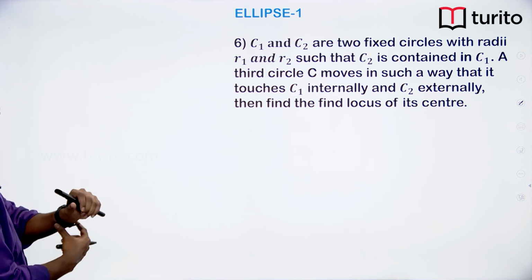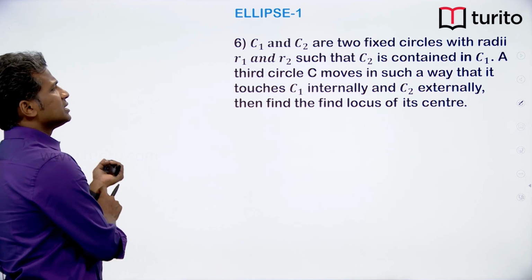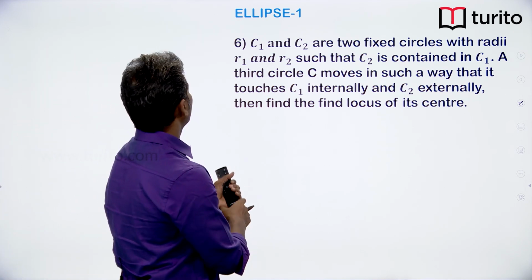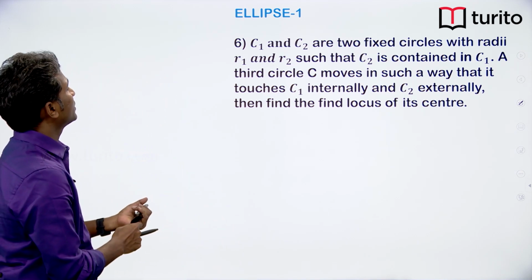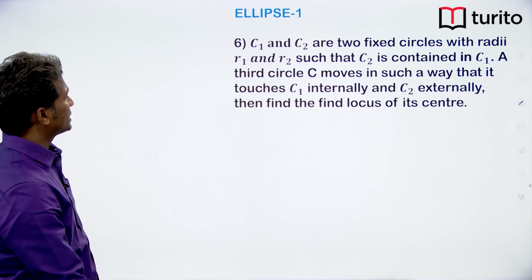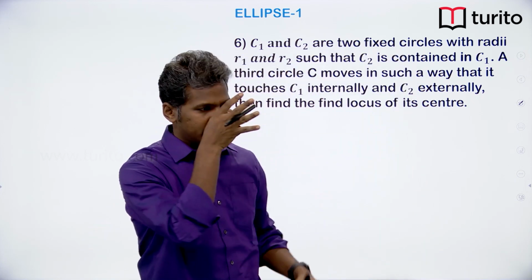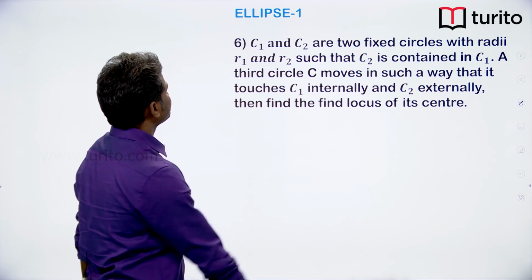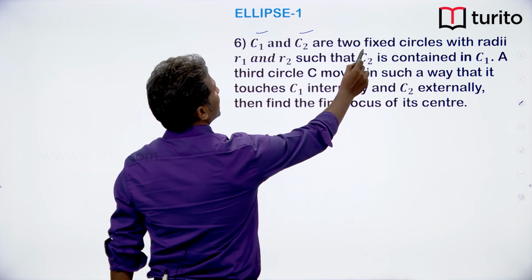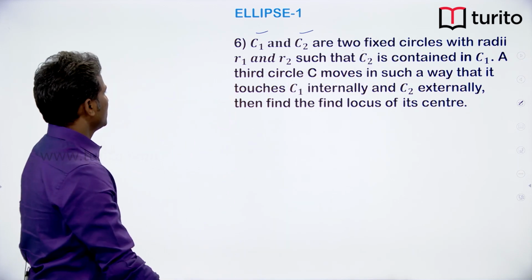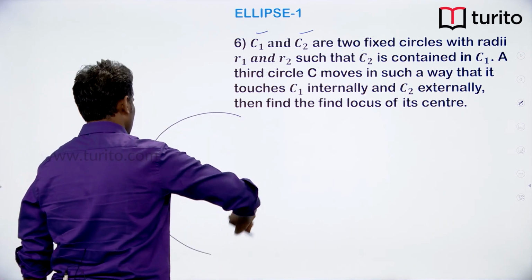C1 and C2 are two fixed circles, okay, with radii R1 and R2 such that C2 is contained in C1. A third circle C moves in such a way that it touches C1 internally and C2 externally, then find the locus of its center. I think this language is actually going to confuse you because it is too much language, but we can understand it this way. These are two fixed circles and one circle is inside the other circle. Okay. So, let us just draw some circles here. So, let us say there is one circle here.